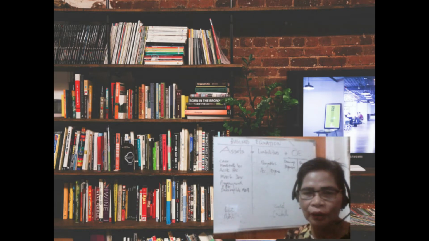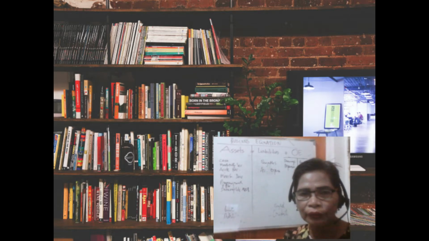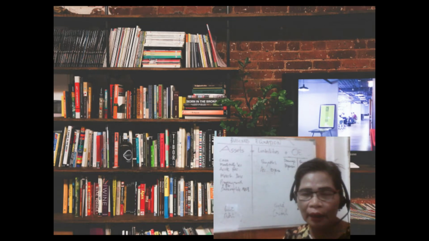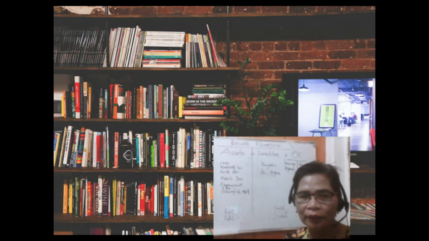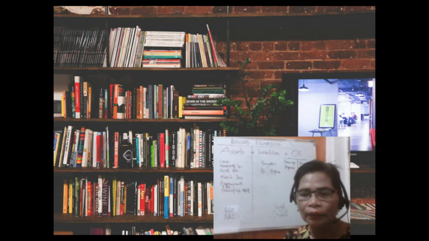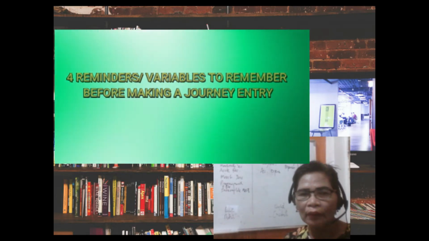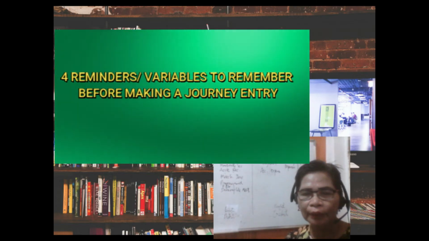This is a continuation of the other videos that I have already made. This is discussing the 4 reminders on how to create accurate journal entries using the T account. If you haven't seen the other 2 videos, I am requesting you to go back and look at them so that you will know how we selected the T account, or how we chose a method that is more understandable for the student. So we have the 4 reminders in coming up with accurate journal entries.